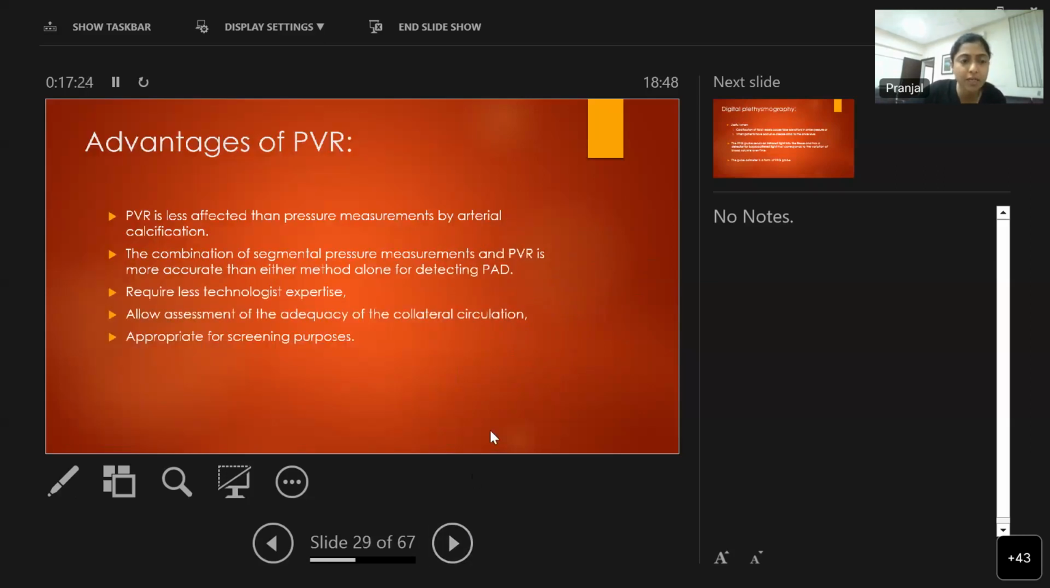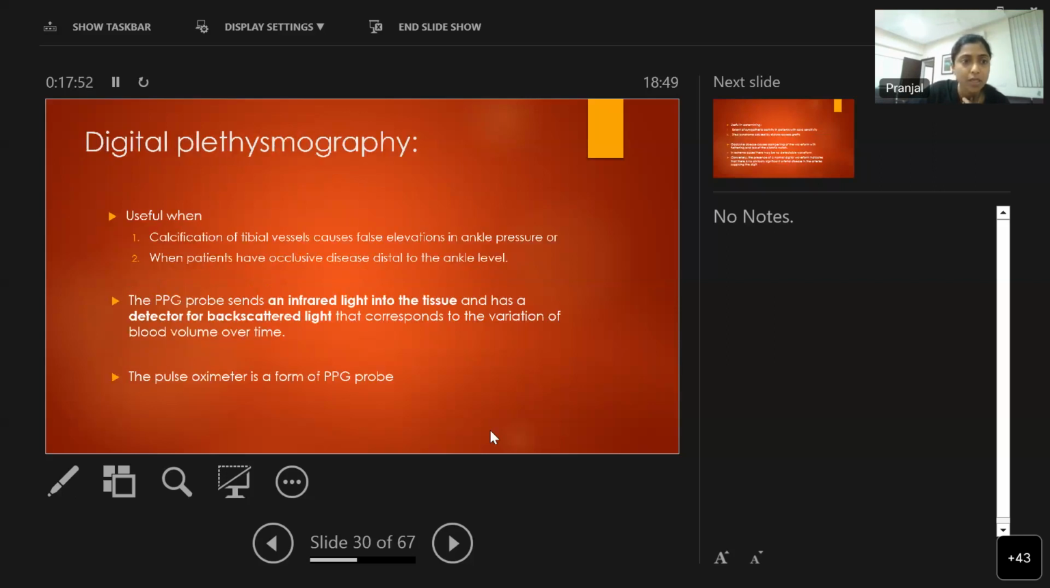Advantages of a PVR are: a PVR is less affected than pressure measurements by arterial calcification. The combination of segmental pressure measurements and PVR is more accurate than when either of the methods is used alone in detecting a PAD. They require less technological expertise. They allow assessment of the adequacy of the collateral circulation, and they are appropriate for screening purposes.